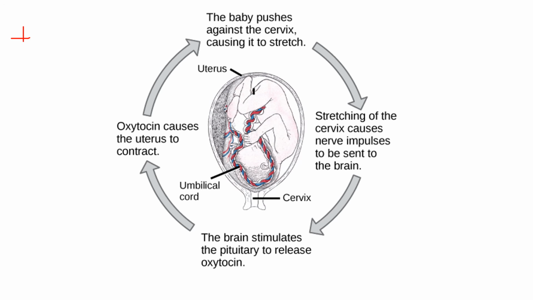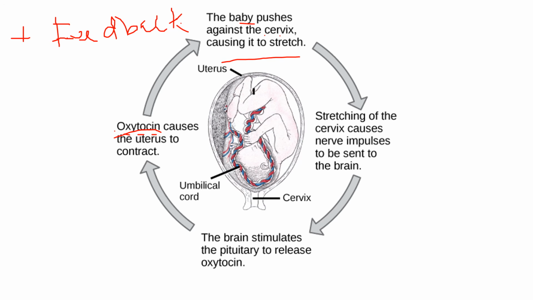This next example is an example of positive feedback. Let's go through labor and delivery, which is a great example. During labor, a hormone called oxytocin is released, and oxytocin increases and speeds up contractions within the uterus. Another stimulus is the baby pushing on the cervix, causing the uterus to stretch.